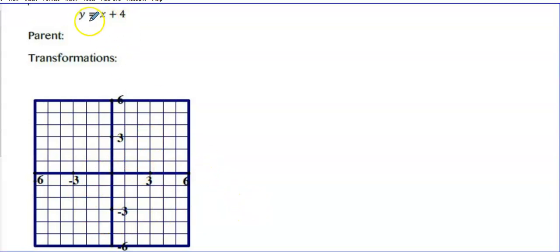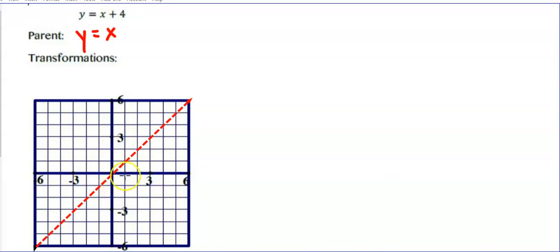So this, of course, is a linear equation, a linear function. And the parent function for this is going to be y equals x. Okay, and then we look at what's been done to it. And I'm going to do that in green. And actually, I'm going to go ahead and see if I can grab my line tool.